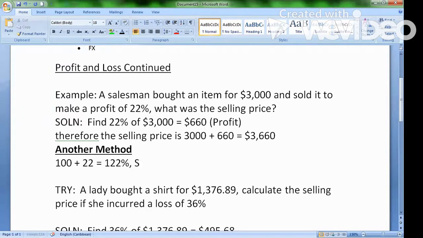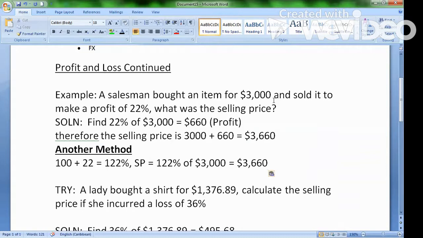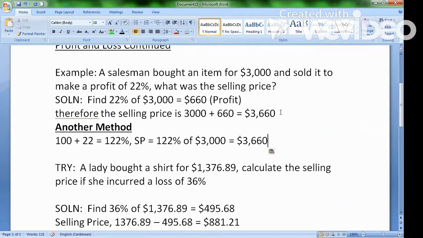So what we need to do to find the selling price is to find 122% of 3,000. Which is that. All right. So, everybody following?